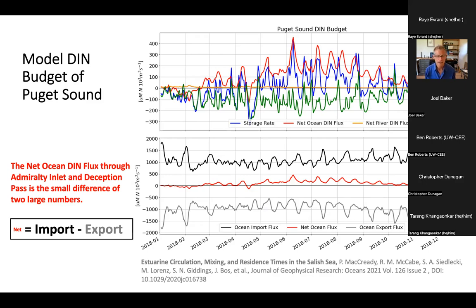Now this is the sum of the inflow and the outflow, the two parts of the exchange flow. And you see it has an interesting annual cycle. It's quite weak in the winters and then big in the summers, largely because the outflow has so much less nitrate. And there's a notable spring-neap cycle, those big peaks. But then in the lower plot, if you look at the things that this net ocean flux is made of, it's a very large import, the black line, and a very large export, which is the gray line. And so the net is just a small difference of the import and the export. Next slide.